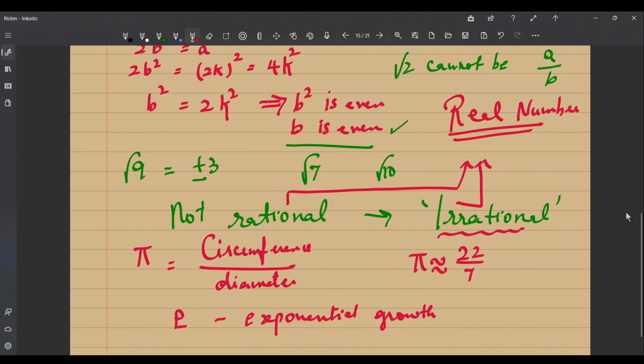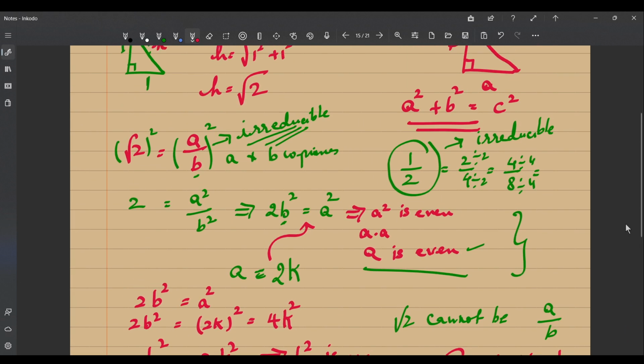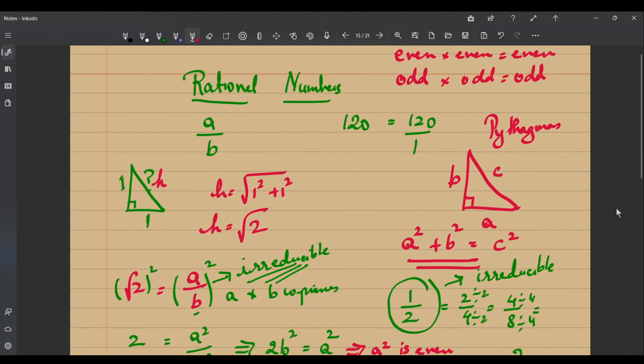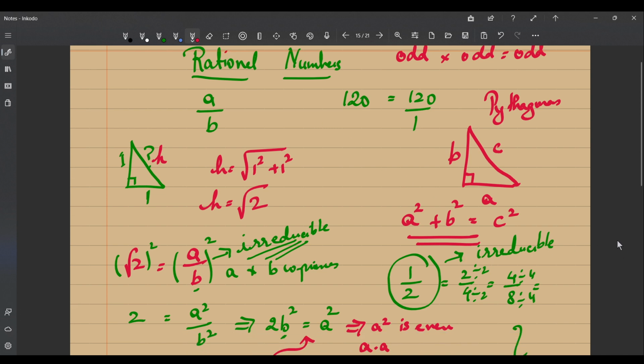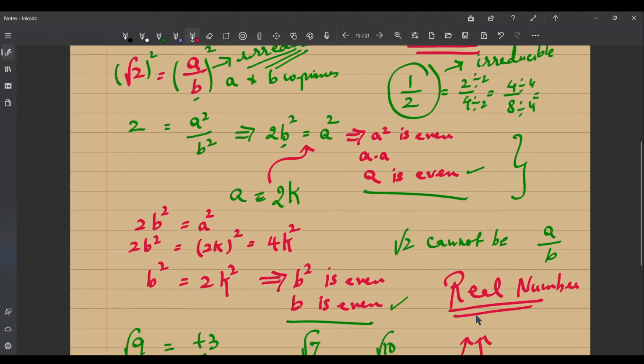And I hope you have understood so far. Just that I reiterate one point. All the other numbers except irrational numbers are rational numbers: whole numbers, natural numbers, integers, all of them are rational numbers. But irrational numbers are standalone numbers, and both of them fall under the real number category.